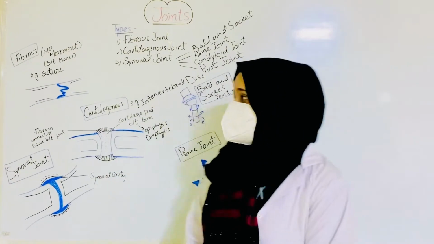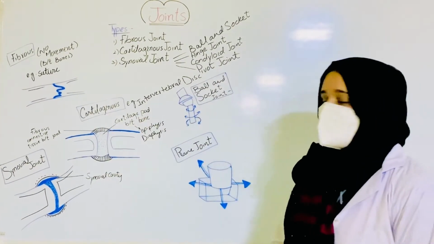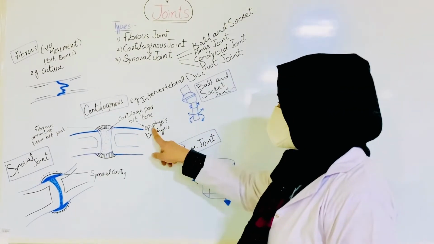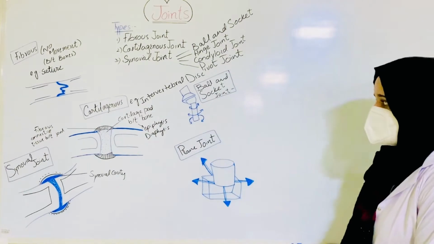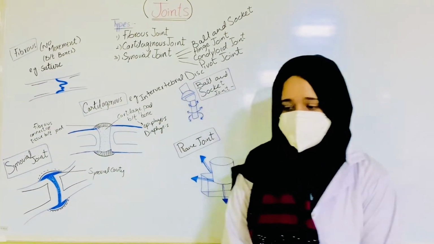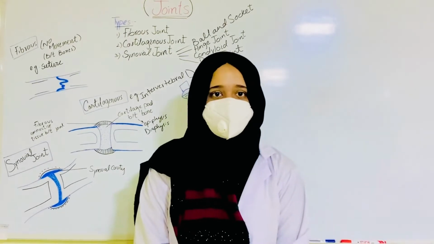Now the second one is the cartilaginous joint. It has cartilage between the joints. It is present between the epiphysis and diaphysis of the bone. For example, the intervertebral disc. There are two types of cartilaginous joint: the primary cartilaginous joint and the secondary cartilaginous joint.